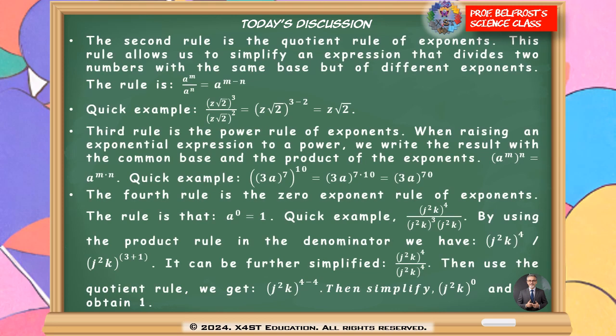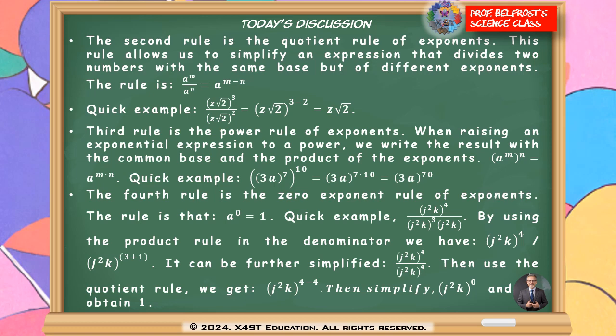The second rule is the quotient rule of exponents. This rule allows us to simplify an expression that divides two numbers with the same base but different exponents. The rule is a to the m divided by a to the n equals a to the m minus n. Very simple. For example, say you have the base z times square root of 2.